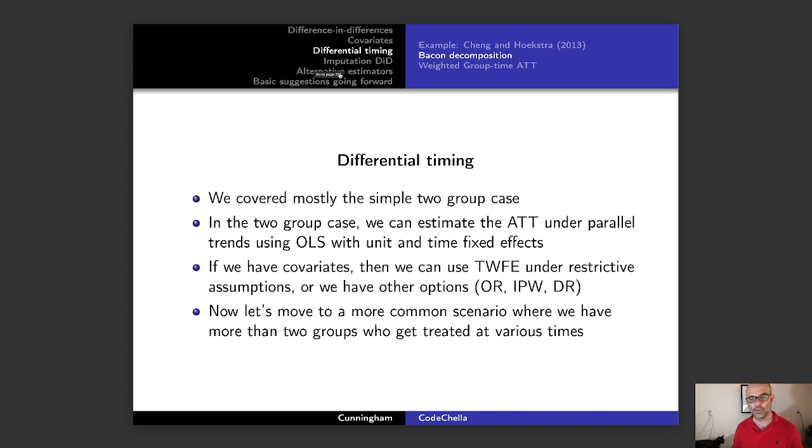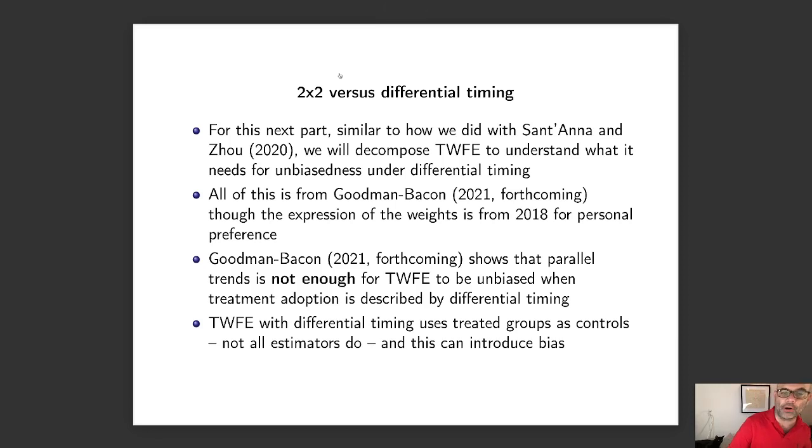So we're going to do the Bacon decomposition first. We covered the simple 2x2. For this part, what we're going to do is similar to what we did with Sant'Anna and Zhao. We will decompose two-way fixed effects to understand what it needs for unbiasedness under differential timing. All of this is from Goodman-Bacon 2021, Journal of Econometrics, but the expression of the weights is from 2018. I didn't want to relearn the new weights, but I think I can explain it. The weights are the same. They're just manipulated a little bit.